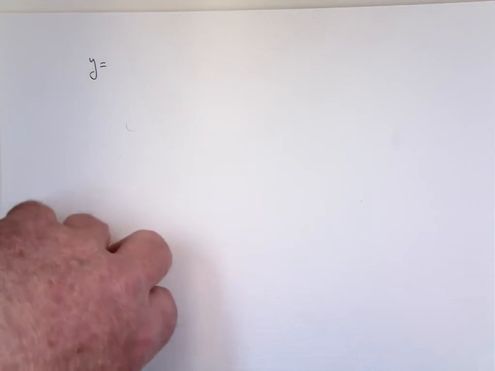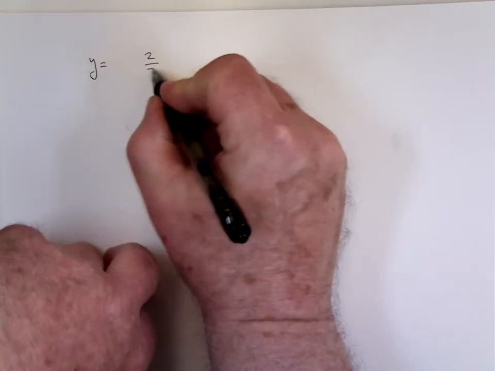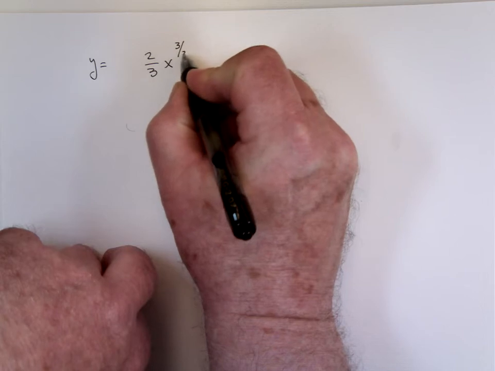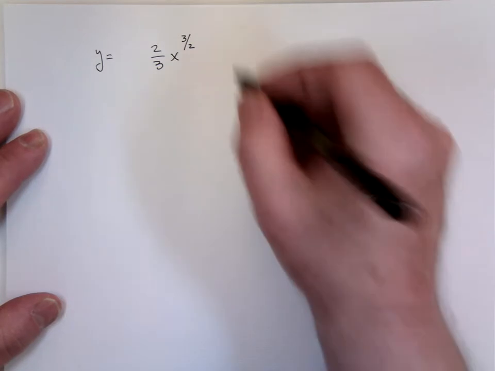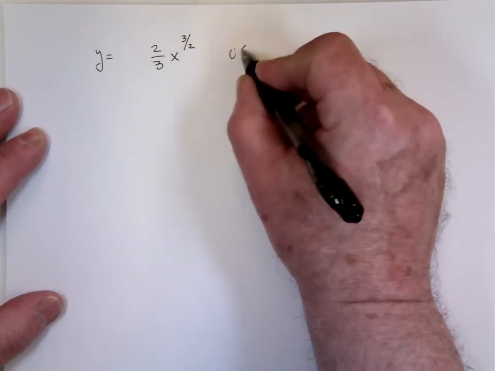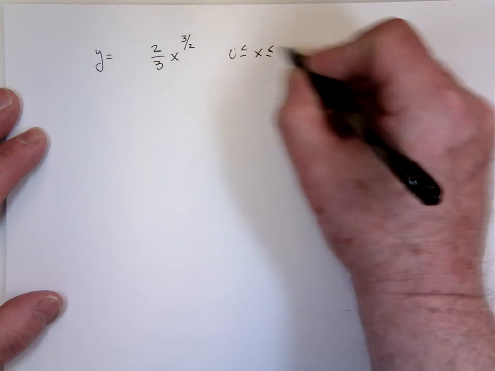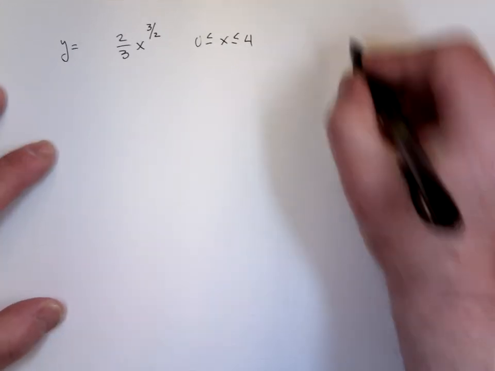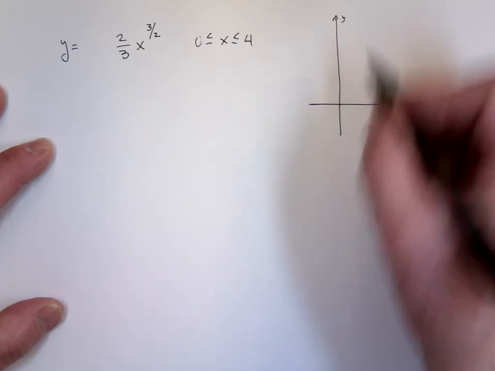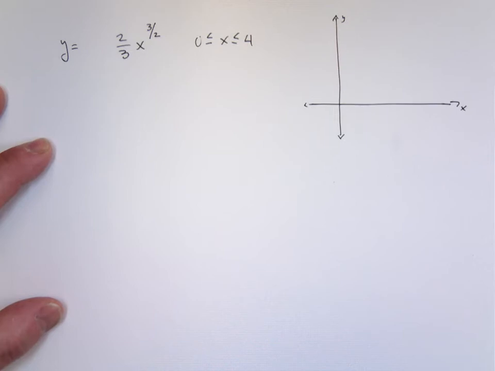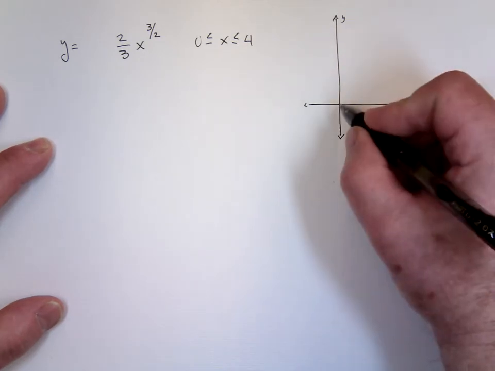Let us do y equals 2/3 x to the 3/2. And let's have x go from 0 to 4. One of the very few problems where we can actually do this integral. X to the 3/2, 0, 0 here.